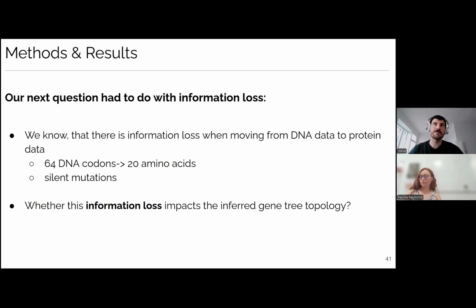As I said, these are mutations that happen on the DNA level but do not cause a change on the protein level. So these are mutations that are essentially invisible to us if we're only working with proteins. So we wanted to see whether this informational loss, or drop from DNA to protein data, impacts the inferred gene tree topology.